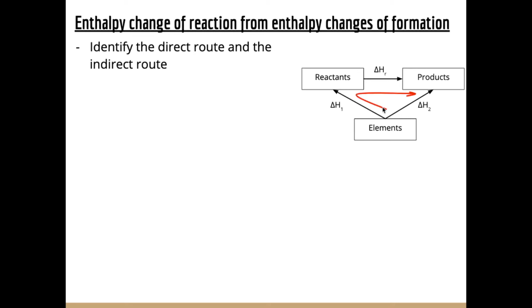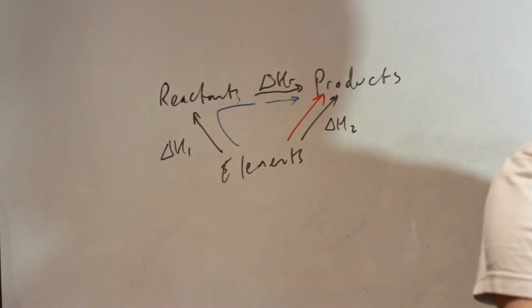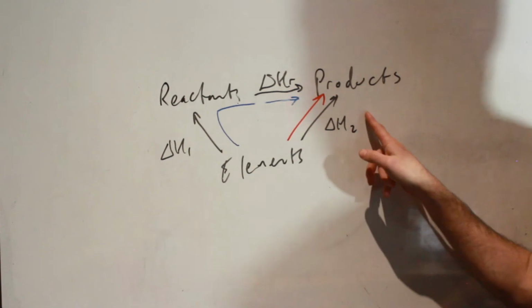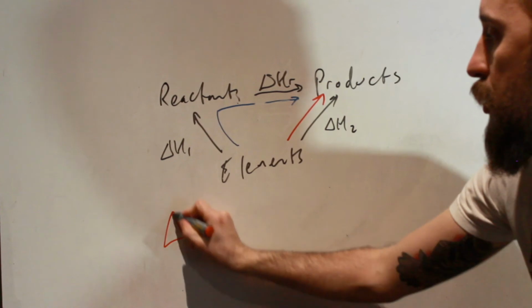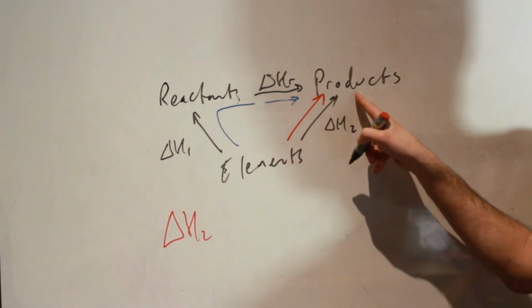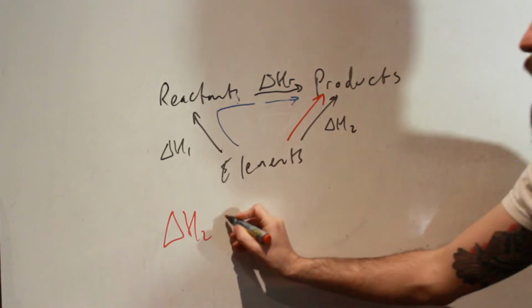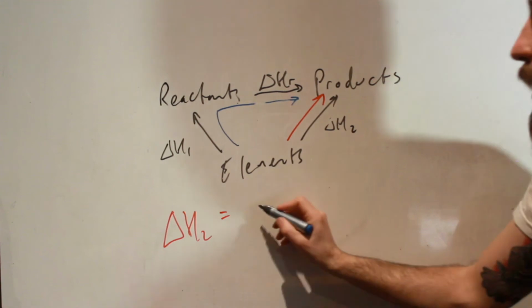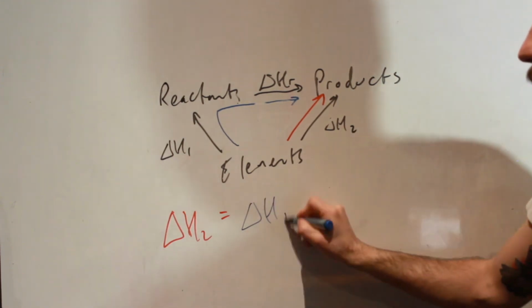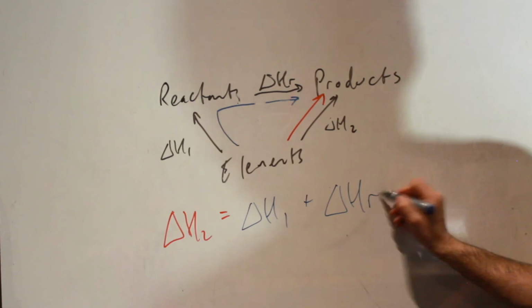So the direct route is that one because it's the direct way to get there. The indirect route is following this arrow around like that. And then from here, it just becomes very simple algebra. So if all the energy is conserved here, it means that the delta H2, the energy to go for the direct route, is going to be the same as the energy to go the indirect route. So the energy to go this way is going to be the same as the energy to go that way. So delta H2 is equal to delta H1 plus delta HR.